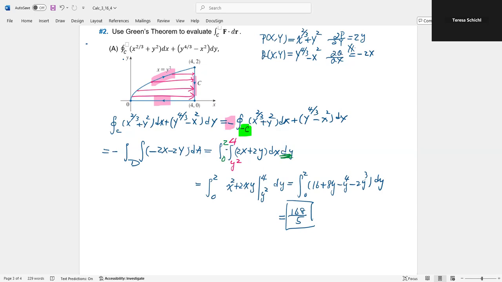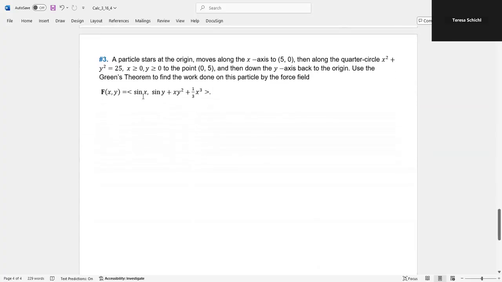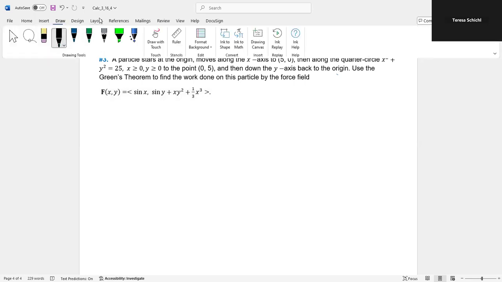So for Green's Theorem, this is pretty easy. All right, so let's do one more. Number 3: a particle starts at the origin and moves along the x-axis to the point (5, 0), then along a quarter circle, x squared plus y squared, to the point (0, 5), then down the y-axis here. Let's see.